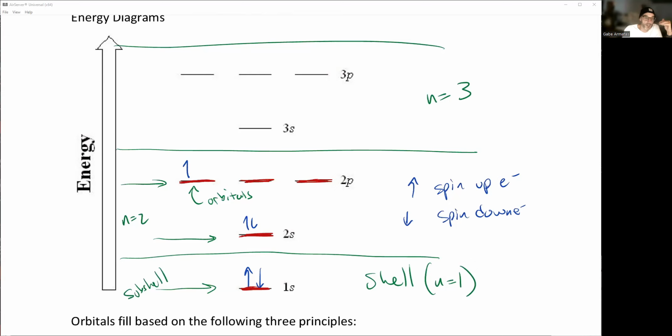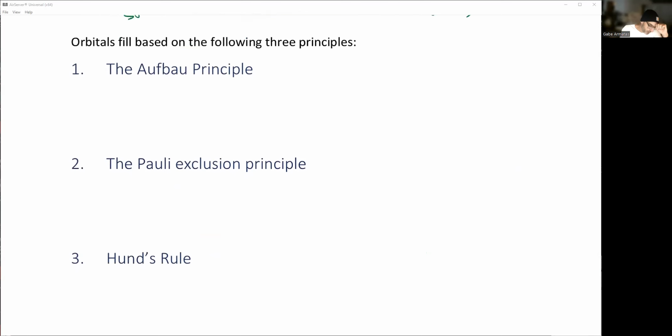So we know the first 2 go in the 1s because it's the lowest. Then the next 2 go in the 2s because that's lower than that. And now when we get to the 2p, I put 1 electron in the first orbital. And now the question is, does it go in the second, or do I put the spin down in that one? Okay, so there are 3 principles we use to fill up our orbitals.